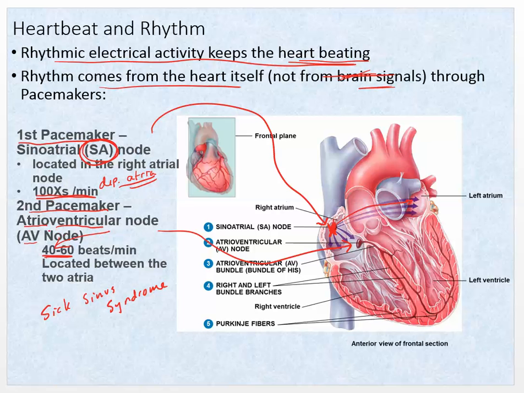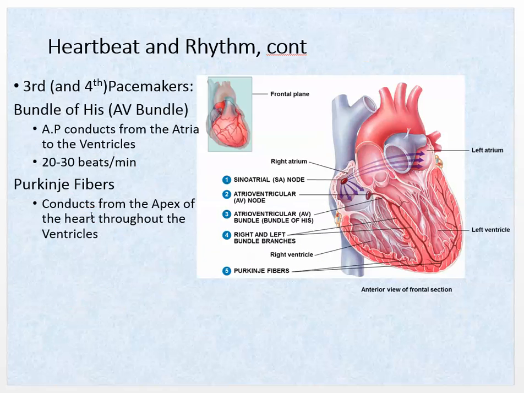The second one is the AV node, and then we have the third and the fourth. I put them as third and fourth because some books will separate these and call this the bundle of His, number 3, and the Purkinje fibers, number 4. Some people just say the third one is the bundle of His and the Purkinje fibers, and here's why. It's because these aren't actual nodes, but they do have autorhythmic capabilities.